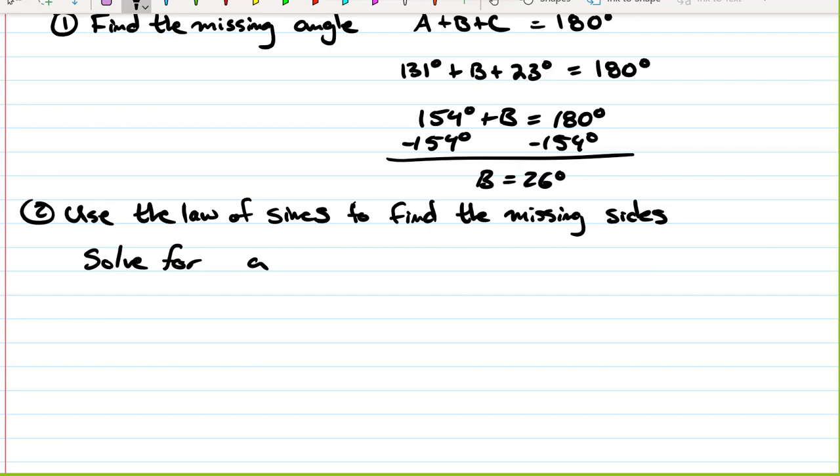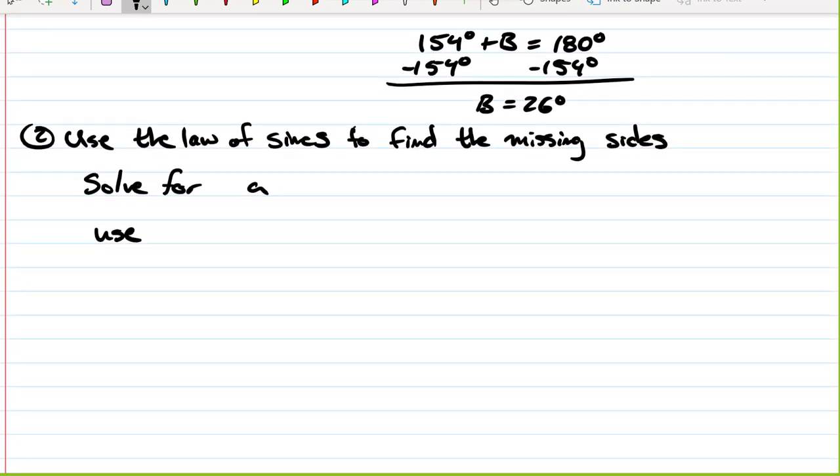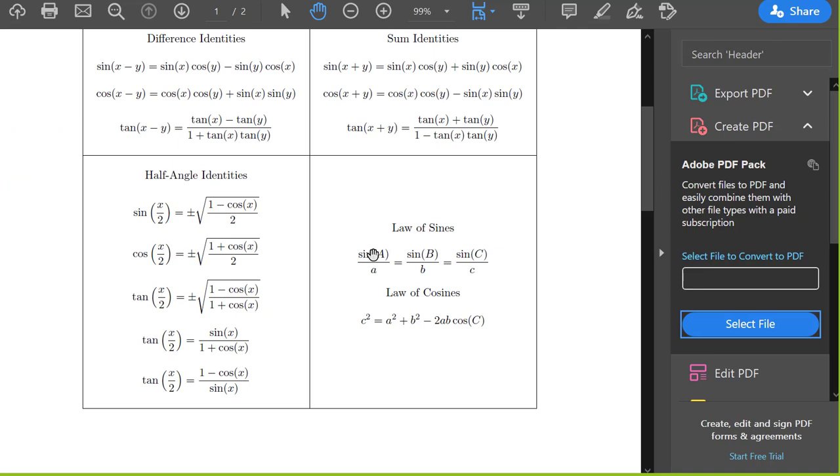We're going to use our law of sines. One thing worth mentioning about the law of sines: we have sine A over A equals sine B over B equals sine C over C. We can take the reciprocal of this as well, so the proportions just have to line up.